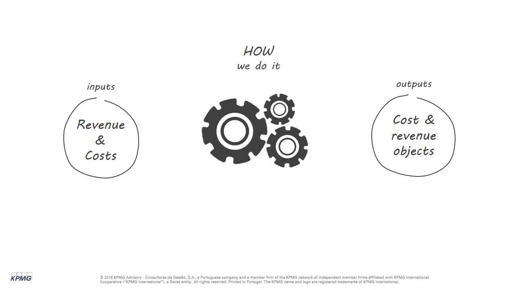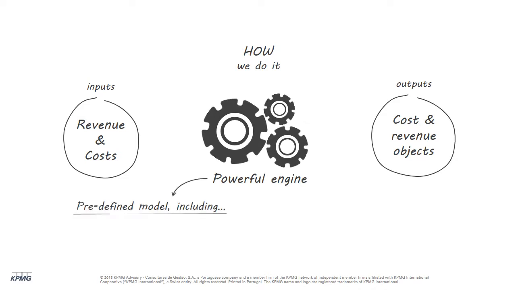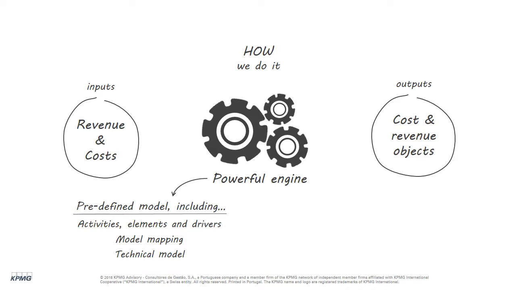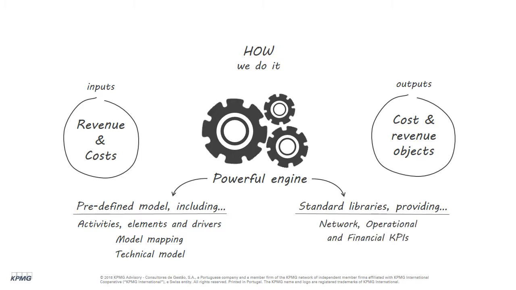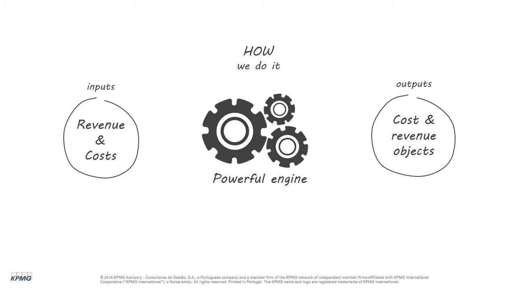Together, these modules form a powerful engine on which KPMG's profitability and costing solution is based, coming out of the box with a predefined model with specific telecom activities, elements, and drivers, the respective mappings, and the network costing model, and also standard libraries based on benchmark data from KPMG's years of experience, providing you industry-standard network, operational, and financial KPIs, and products and services catalogs, which put you on the fast track to full implementation.